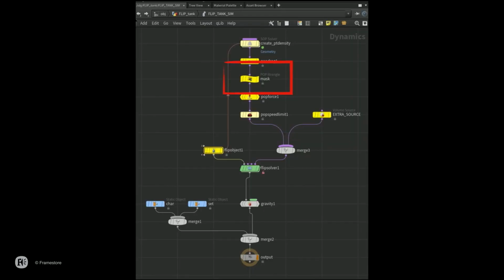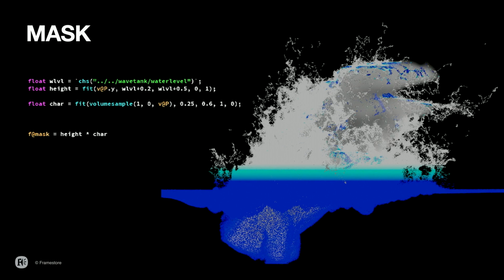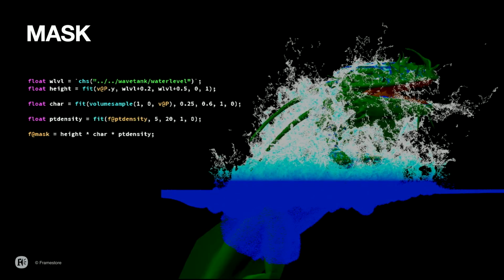To do the mask, I'm using 3 things here. First, height. I'm going to filter by height using the water level as a reference. The second thing is going to be the character. We're going to transform that into density. And if the point gets too close to the character, we're going to reduce the intensity of the pop force. And third, the PT density again, to break up. So the intensity of the pop force is going to vary depending on the density of the point as well.